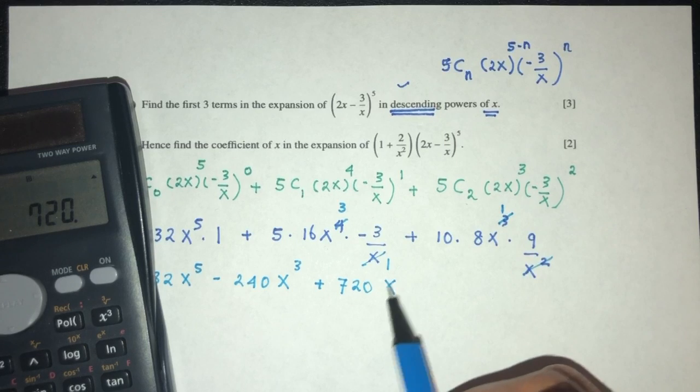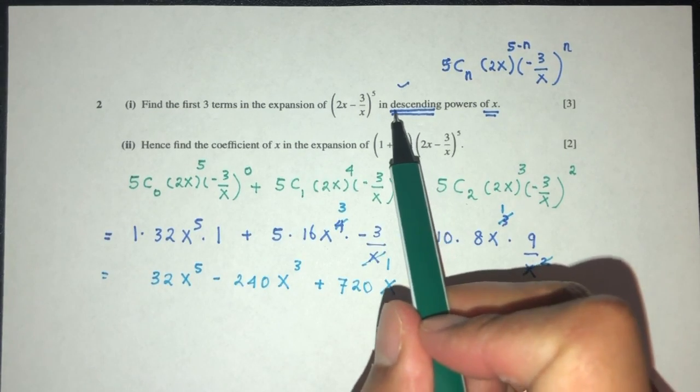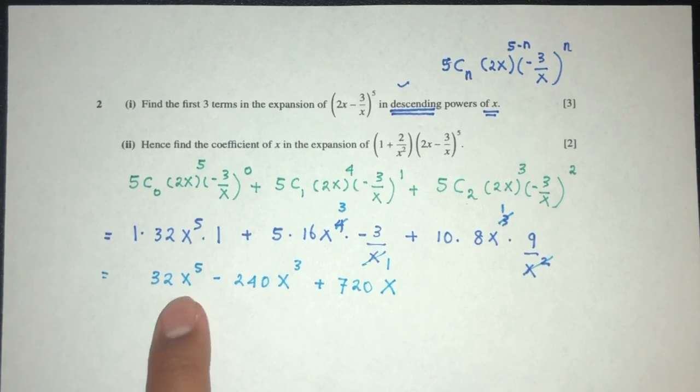Should have x. So as you can see, this will be the first 3 terms of this expansion with descending powers of x, from the highest power to the lowest power. That will be part 1 of your question. Now let's move on to part 2 of your question.